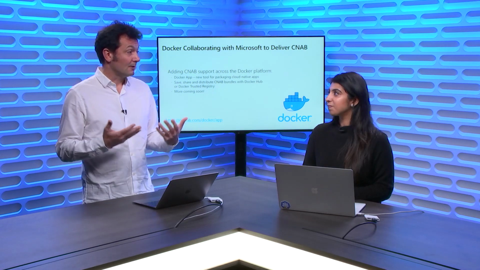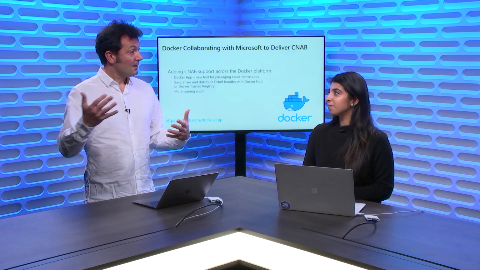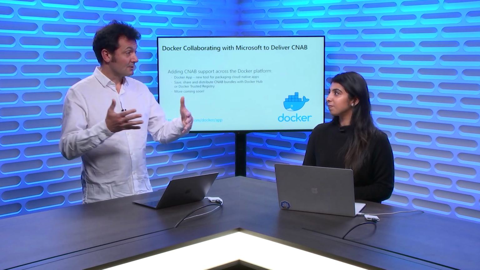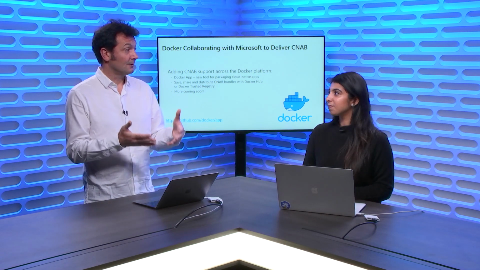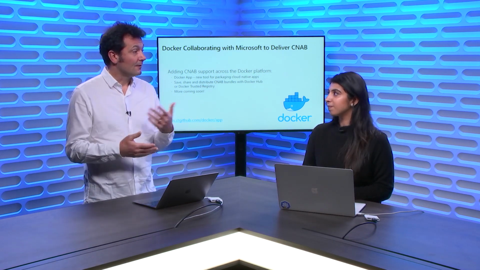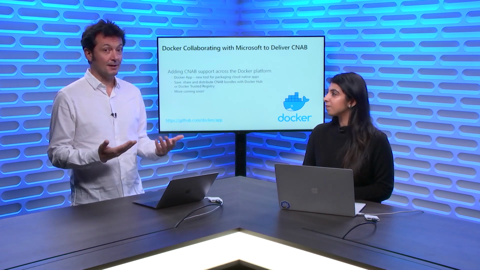into a CNAB bundle. One of the advantages of implementing it in the Docker toolset is that we also implemented that on Hub and on Docker Trusted Registry, which means that you can package all your CNAB applications into a single container image and manage them with the same lifecycle and tools that you're using for container-based applications.